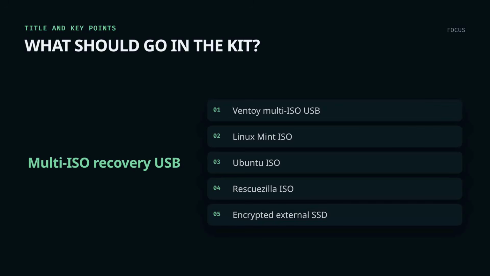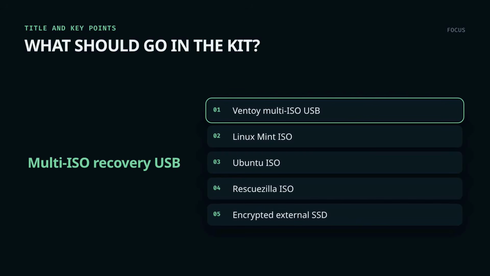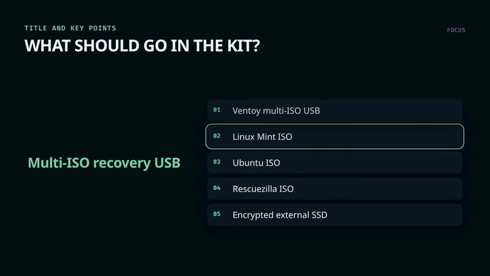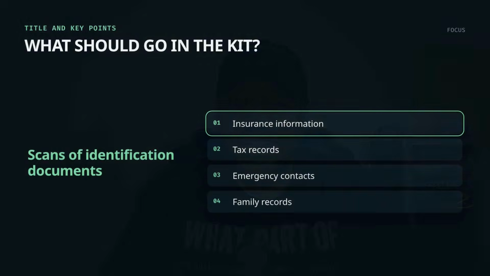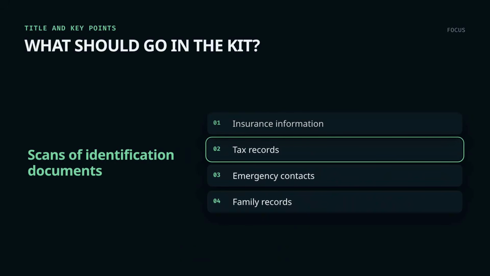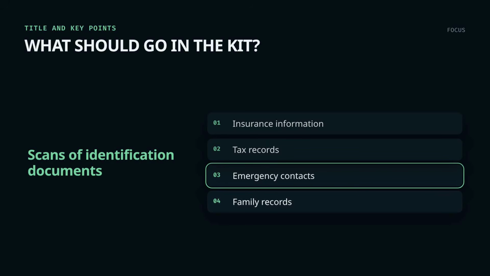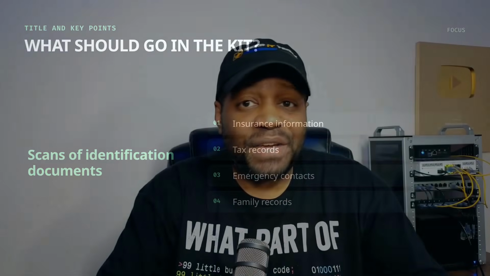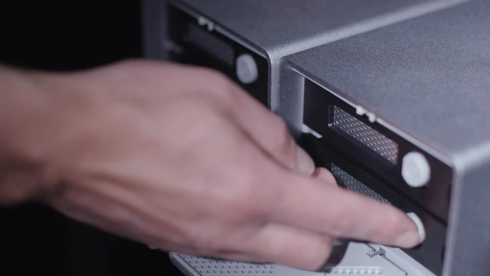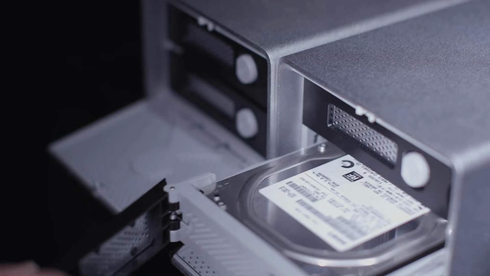And then the second part is an encrypted external SSD or USB drive. This is where the important files live. You might include scans of identification documents, insurance information, tax records, emergency contacts, family records. You do not need every document you have ever received. Focus on the files you might need urgently if your normal devices or accounts were unavailable.